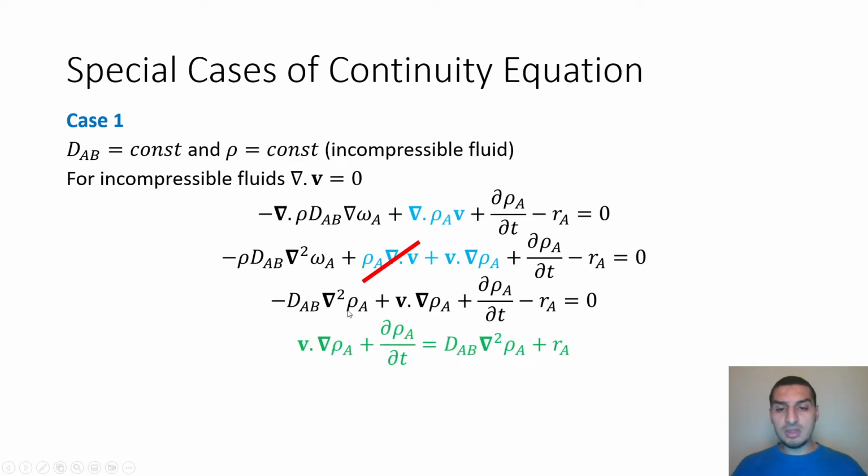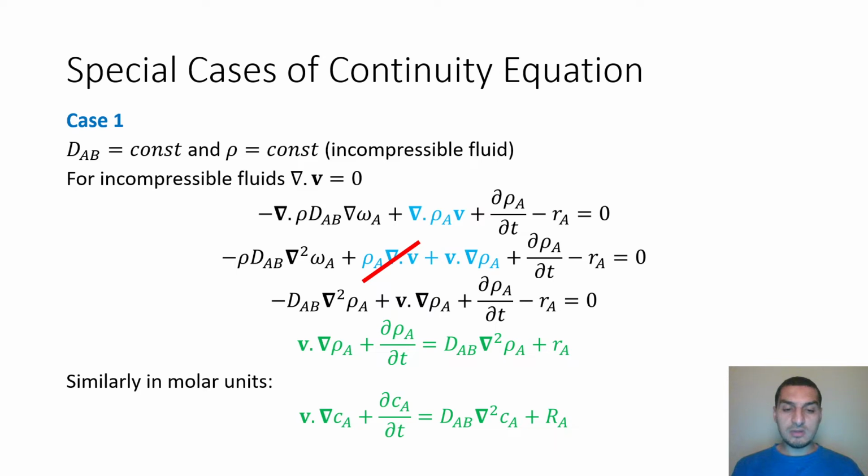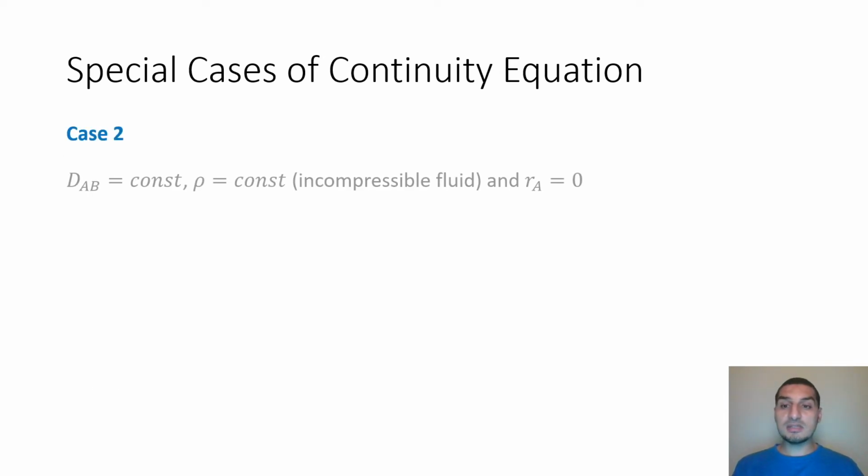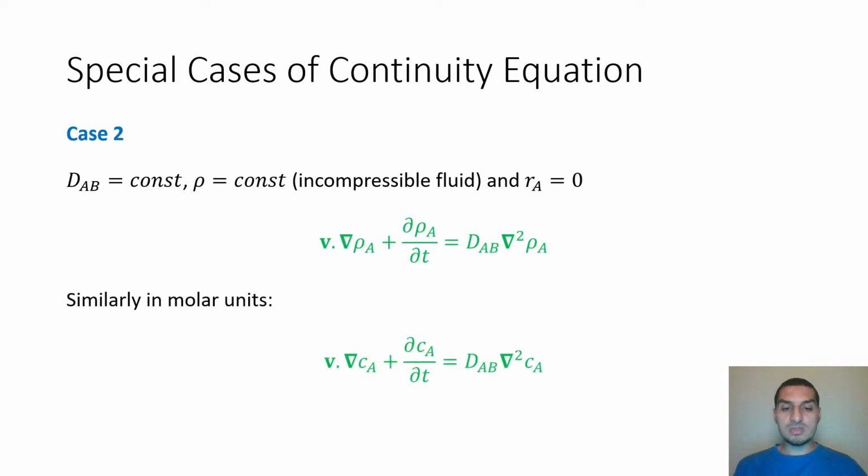We'll just put the terms that are with the same sign on each side. So the negative terms, I put them on the other side, and these are the positive terms. And we can use, of course, the same for the molar units. So this is the first special case. The second special case is when we have the same conditions with no reaction. So simply we will put the reaction term equal to 0. So this is getting simpler now.